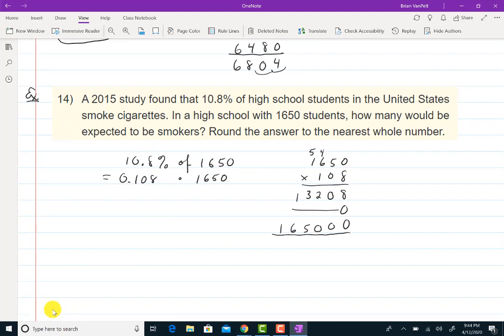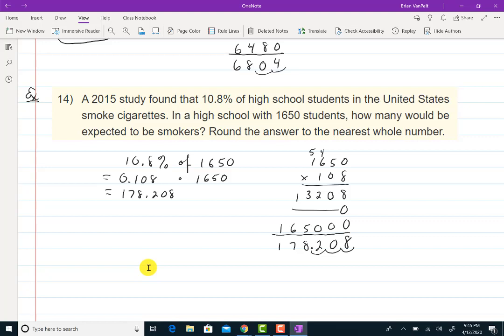Let's add all these things up. I get an 8, a 0, a 2, an 8, a 7, and a 1. And then what I need to do is move the decimal 3 places to the left. 1, 2, 3. Put my dot there. And we have 178.208.